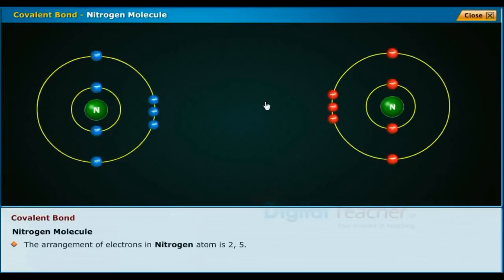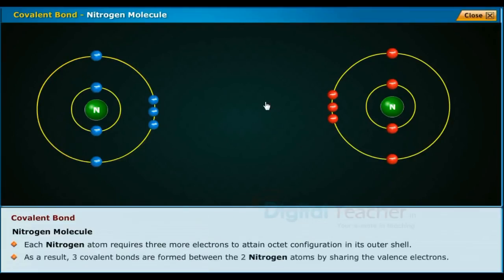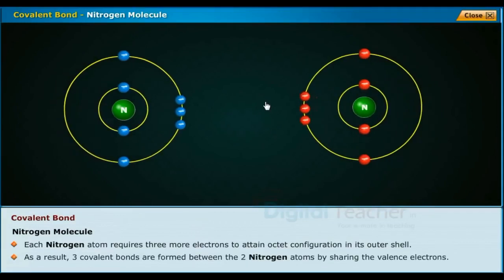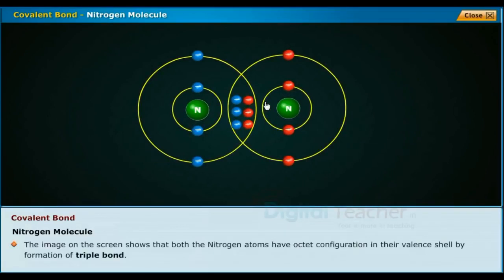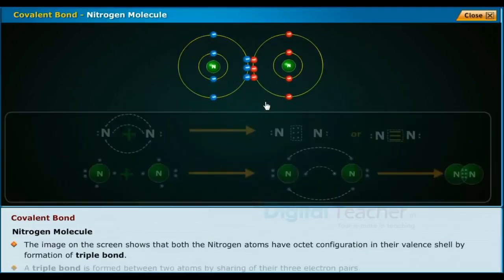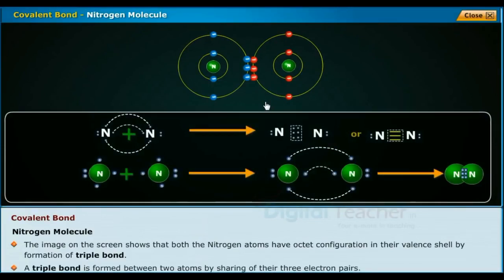Nitrogen molecule. The arrangement of electrons in a nitrogen atom is 2, 5. The atom has 5 valence electrons in its outer shell. Each nitrogen atom requires 3 more electrons to attain octet configuration in its outer shell. As a result, 3 covalent bonds are formed between the 2 nitrogen atoms by sharing the valence electrons. The image on the screen shows that both the nitrogen atoms have octet configuration in their valence shell by formation of a triple bond. A triple bond is formed between the two atoms by sharing of their 3 electron pairs.